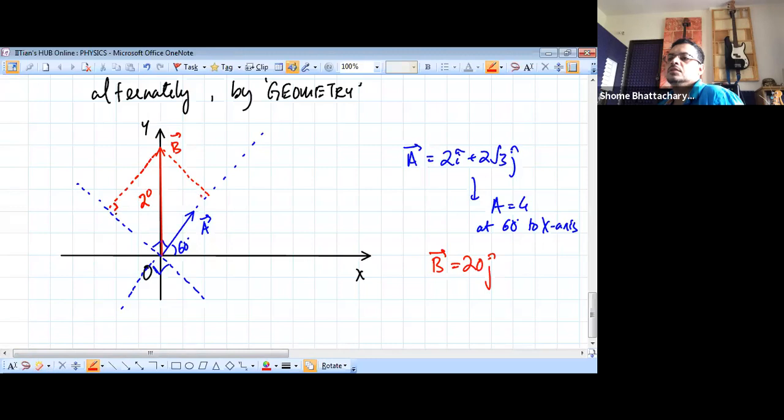This perpendicular and this perpendicular. So this is the parallel component and this is the perpendicular component.